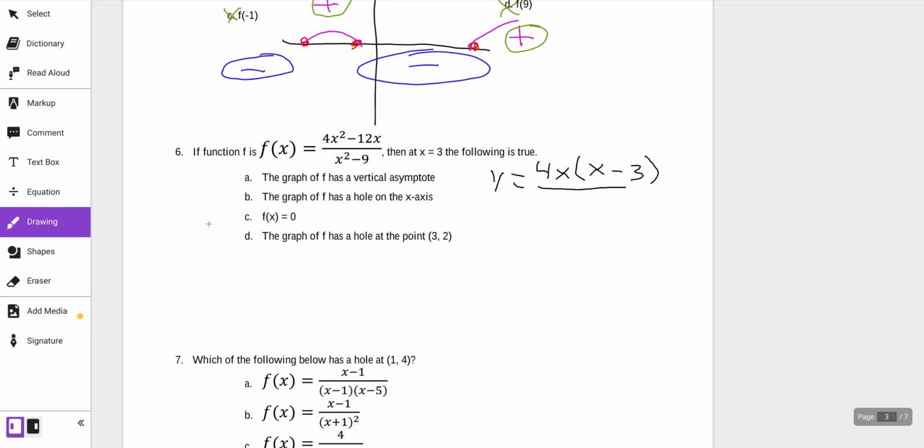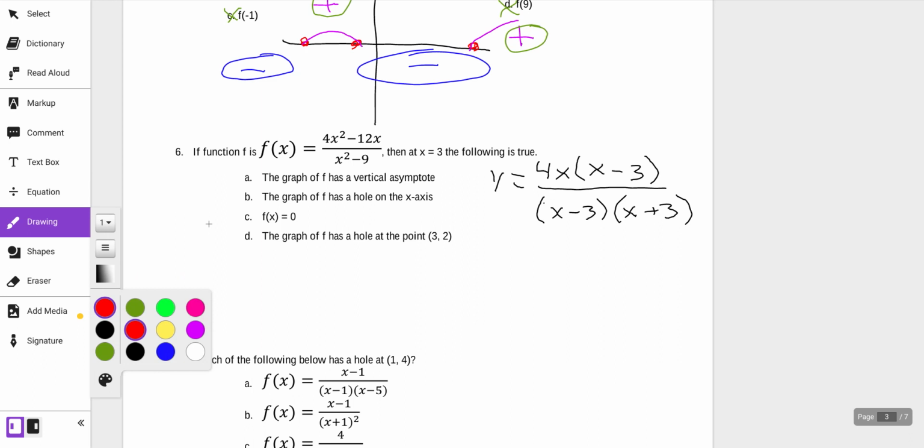In the denominator, I can do a difference of squares. That means it's (x minus 3)(x plus 3). And you'll notice that on the top and bottom, you have an x minus 3. That means those things are going to cancel out. When you get those values that cancel out like that, that's telling you that you're going to have a hole at x equals 3. We call that a point of discontinuity, right? It's a hole in the middle of your equation.